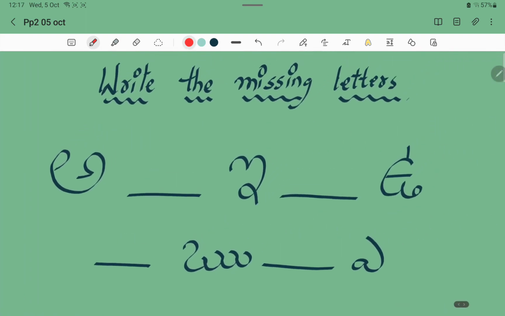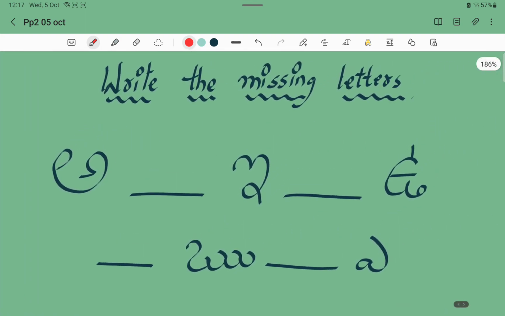Okay students, next in Telugu, you have to write the missing letters. What comes after A? It comes A. E. E. U. U. Ru. Ru.